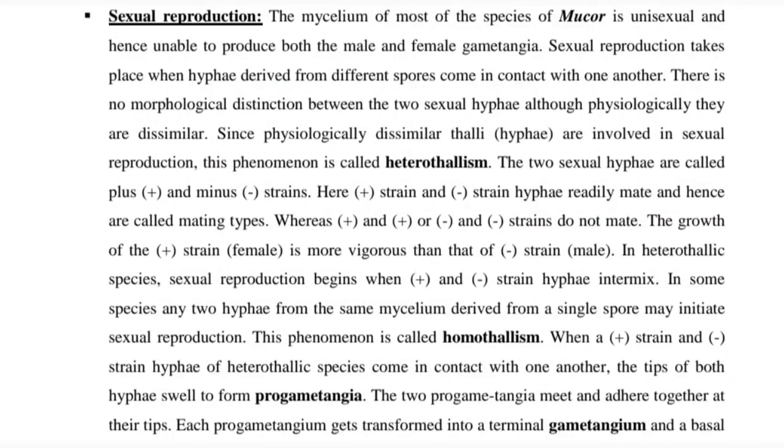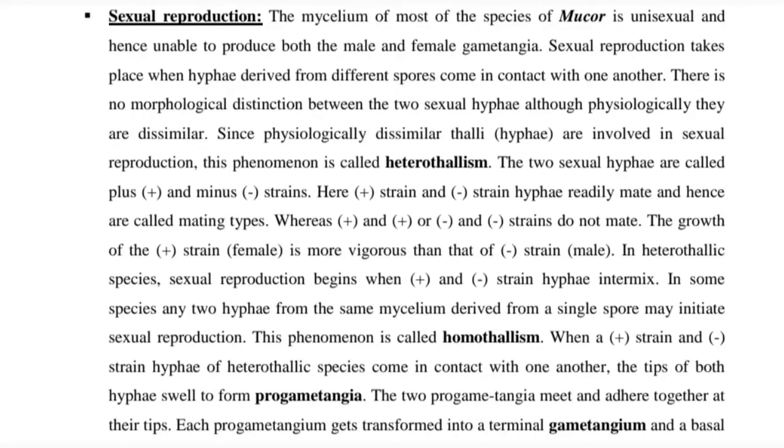Sexual reproduction. The mycelium of most of the species of mucor is unisexual and hence unable to produce both the male and female gametangia. Sexual reproduction takes place when hyphae derived from different spores come in contact with one another. There is no morphological distinction between the two sexual hyphae, although physiologically they are dissimilar. Since physiologically dissimilar hyphae are involved in sexual reproduction, this phenomenon is called heterothallism. The two sexual hyphae are called plus and minus strains.